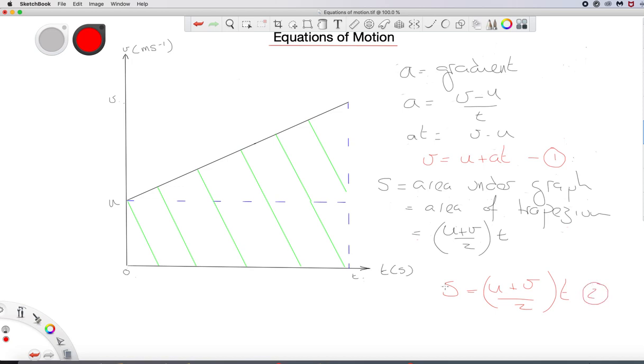Now what we want to do is to substitute using an expression for t from this equation into this one so that we get rid of t in here. So then we'll have an equation in v, u, a and s. So that's what we're going to do next.